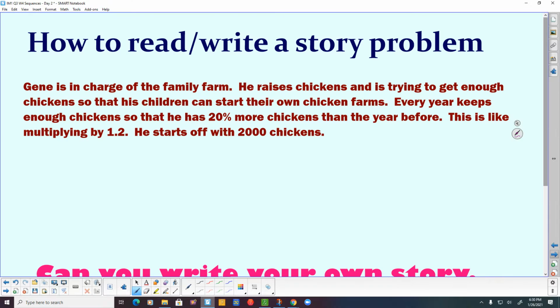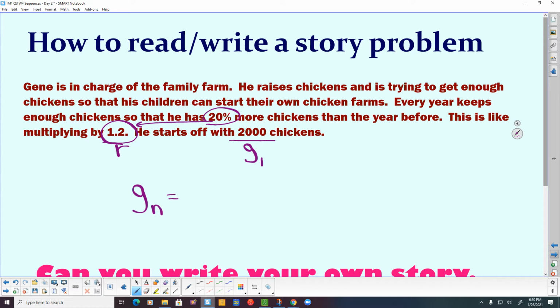Last thing is reading a story. Gene is in charge of the family farm. He raises chickens and is trying to get enough chickens so that his children can start their own chicken farms. Every year he keeps enough chickens so that he has 20% more chickens than the year before. He wants to have more chickens so that when the children move away, he gives them a bunch of chickens to start them off. That makes total sense. This is like multiplying by 1.2. So this 20% is here. I'm giving you the number. He starts off with 2,000 chickens. Well, this is my G1. This is my R. Can you write it?